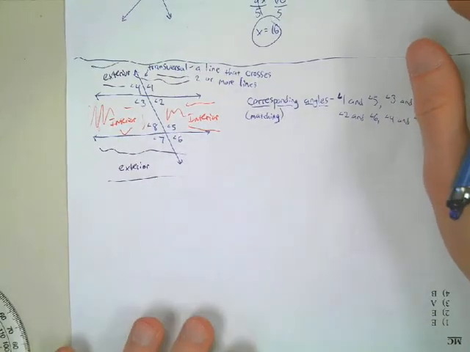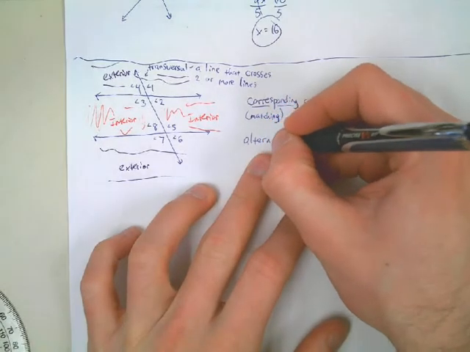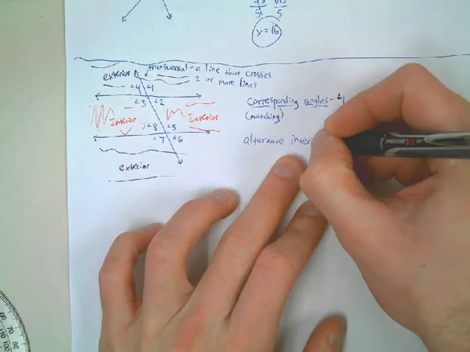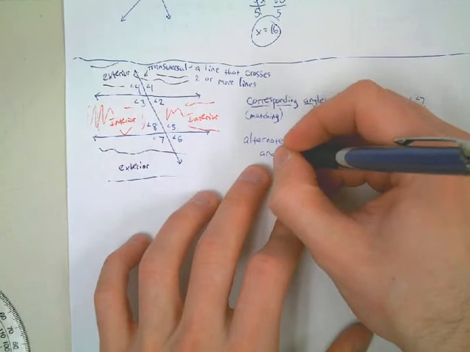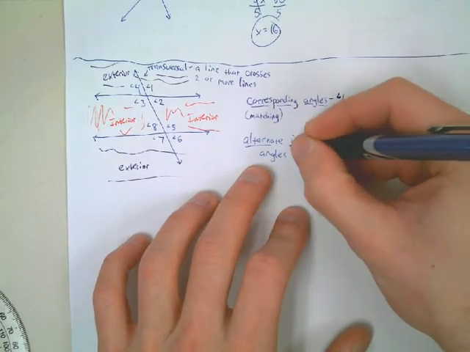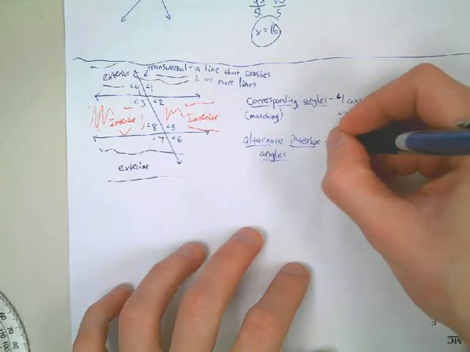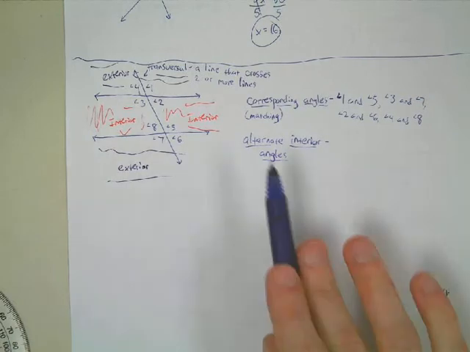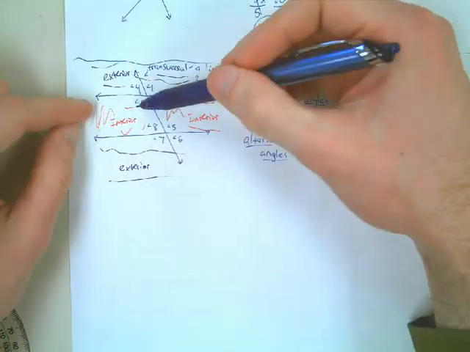Alternate interior angles. So since we're talking about alternate interior angles, that means we're only dealing with the angles that are on the interior here. So that's 2, 3, 8, and 5. We're going to ignore 1, 4, 7, and 6 right now because those are exterior angles. They're on the outside. So we're only going to focus on 2, 3, 5, and 8.